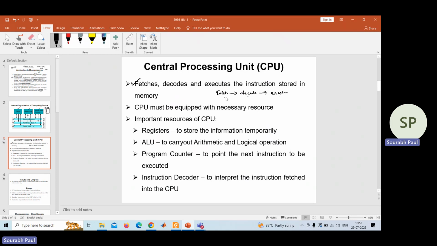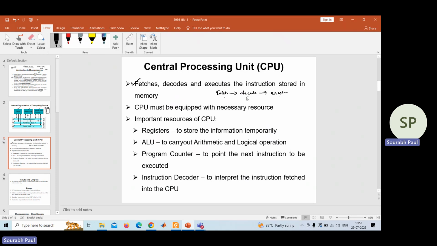Now, what are these things? I will tell you very briefly, but I will make a video where I can explain the entire thing. Fetch means the processor is collecting the instruction from the memory unit. This is known as fetch. Your instruction will be stored in the memory unit. The processor collecting that instruction from the memory unit is known as fetch.